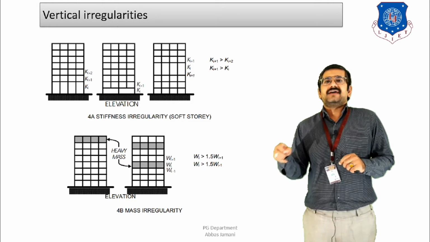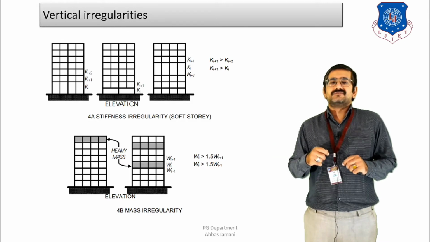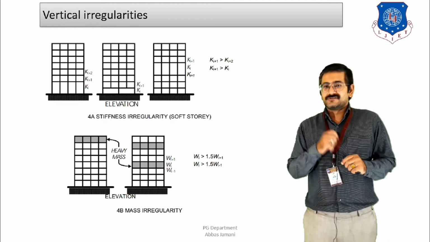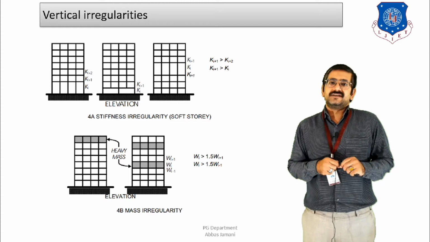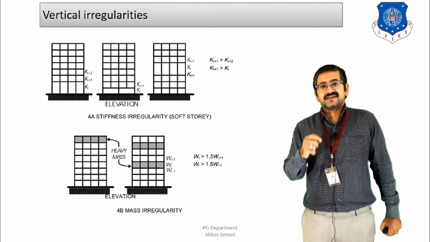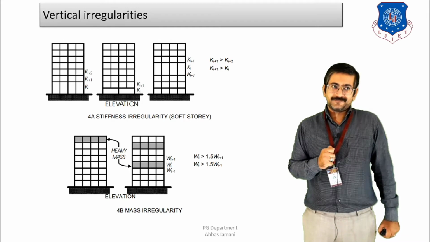At the same time, the code is also suggesting that the interstory drift should be limited to 0.2% of the story where the stiffness irregularity is present, right? So that is another modification, or another limitation, that the code is suggesting for structures where the stiffness irregularity or soft story is present, right?